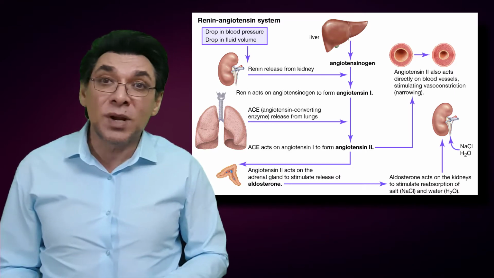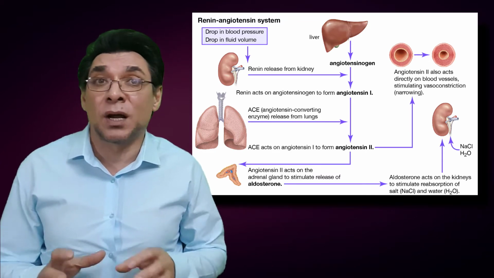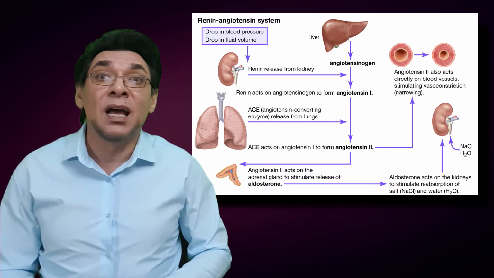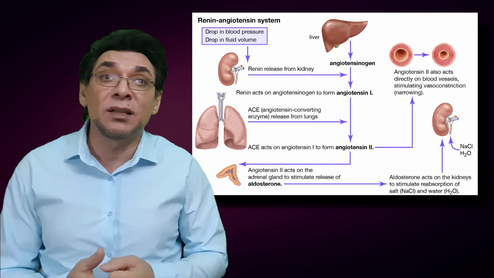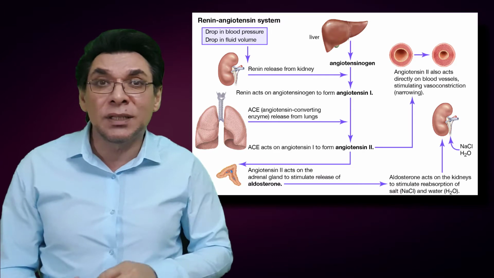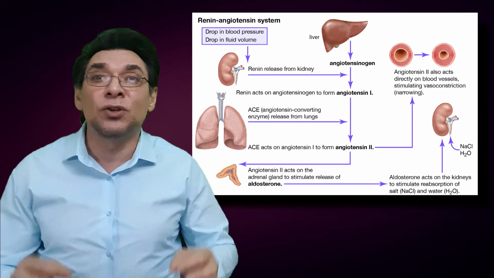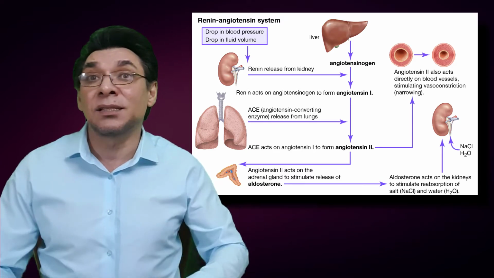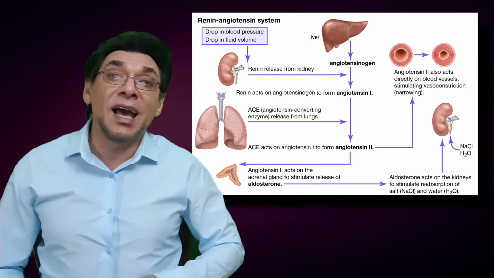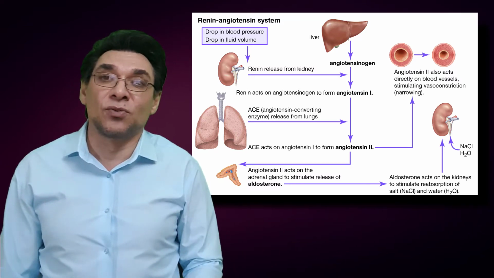Renin-angiotensin-aldosterone mechanism. Renin, an enzyme, is secreted by cells of the juxtaglomerular apparatuses in the kidneys. Renin acts on angiotensinogen, a plasma protein produced by the liver, and converts it to angiotensin 1. Angiotensin 1 is rapidly converted to a smaller peptide called angiotensin 2 by angiotensin converting enzyme, ACE. Angiotensin 2 acts on the adrenal cortex, causing it to secrete aldosterone.